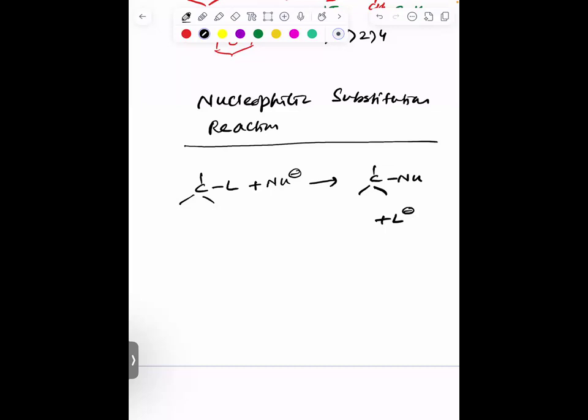Nucleophilic substitution reaction is a reaction in which the leaving group is substituted by the nucleophile. The leaving group is substituted by the nucleophile. Okay.